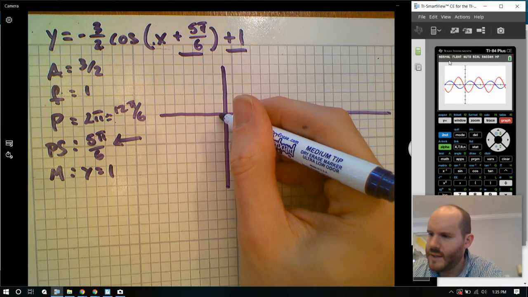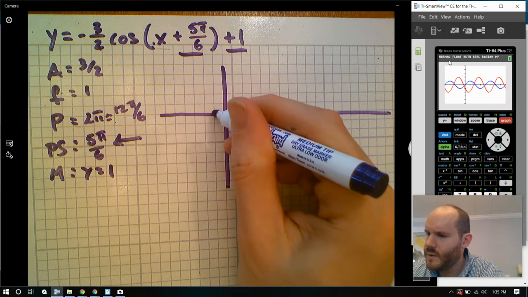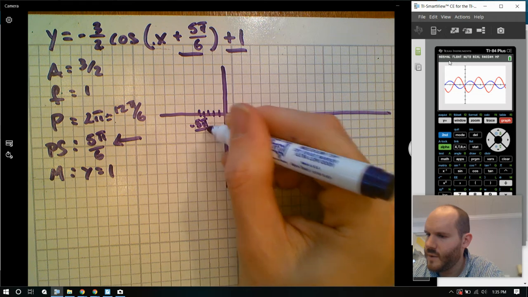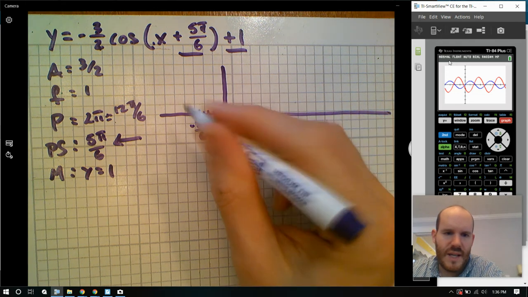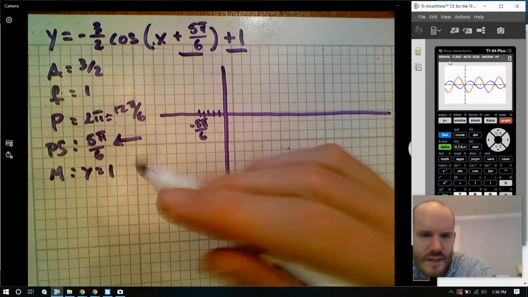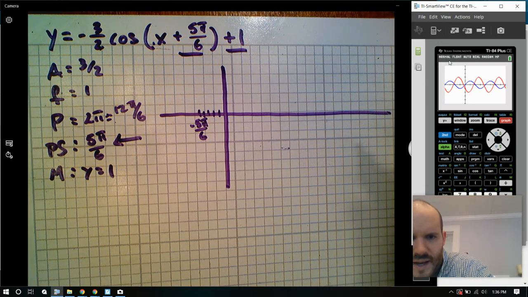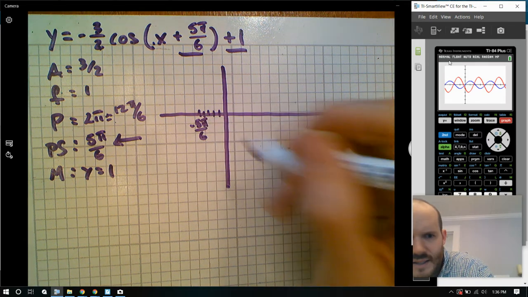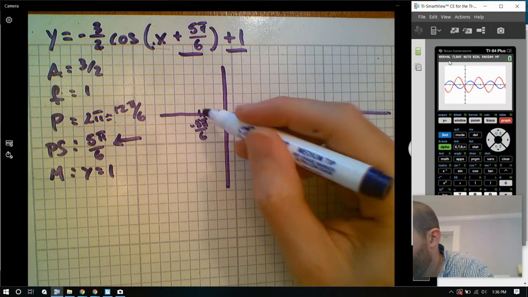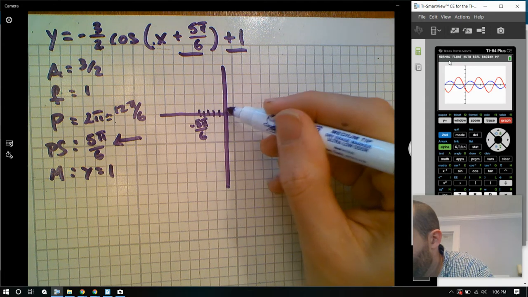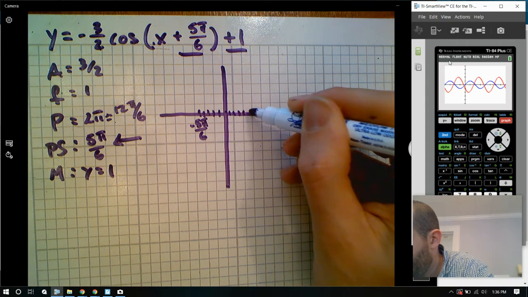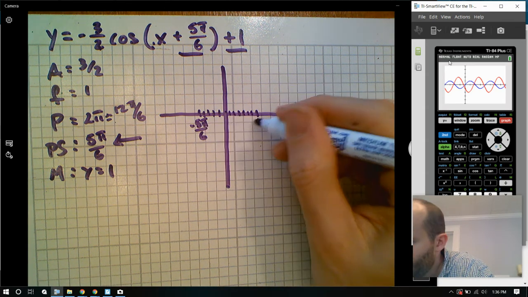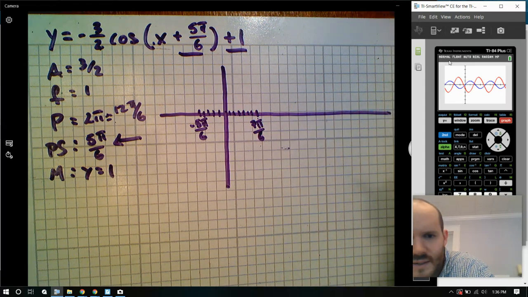So I'd have to go back 1, 2, 3, 4, 5, negative 5 pi over 6. And I make each half box so that I have enough space to get through my graph. So now if I need to go 12 over, and each half box is a pi over 6, I could count off each half, so that'd be 1, 2, 3, 4, 5, 6, 7, 8, 9, 10, 11, 12. If I'm moving 12 over from negative 5, that should put me at 7 pi over 6.